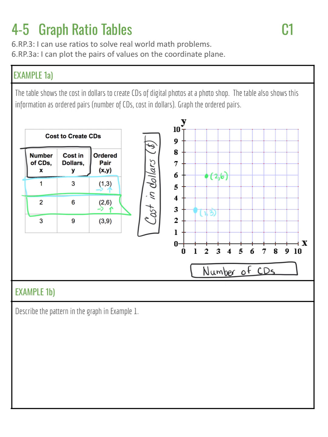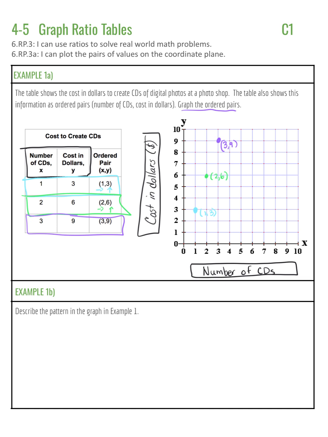And then the last is going to be 3, 9. So that means 3 CDs. I'm going to go to the right 3 and then up 9. So there's 3, 9. Okay, so I graphed my ordered pairs.